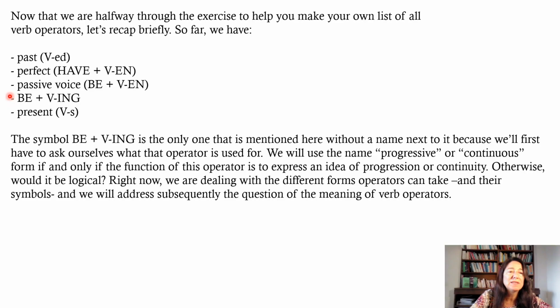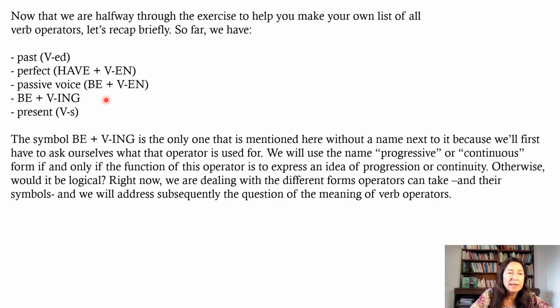And then we have also seen the passive voice, so you conjugate be and you add the past participle. We have seen the be plus VING form and the present tense, and the symbol for the present tense is VS. So all these are symbols, and you know that the past tense is not necessarily ending in ed, nor is the present necessarily ending in s, or the past participle ending in en. Those are just symbols, and the actual form the verb can take may vary.